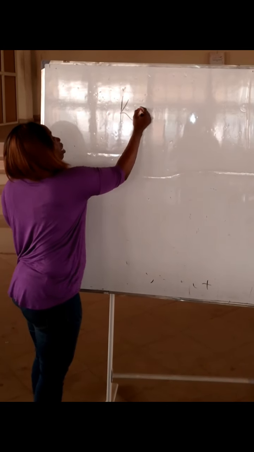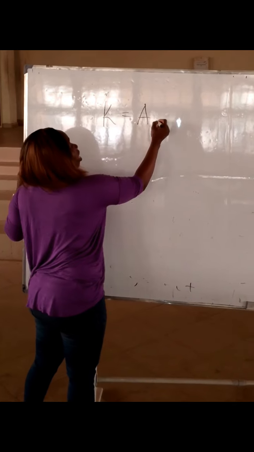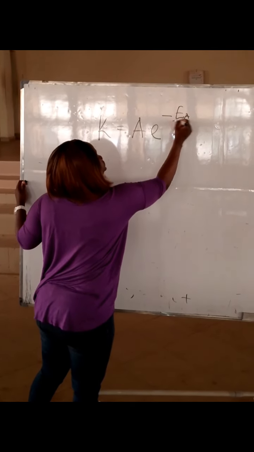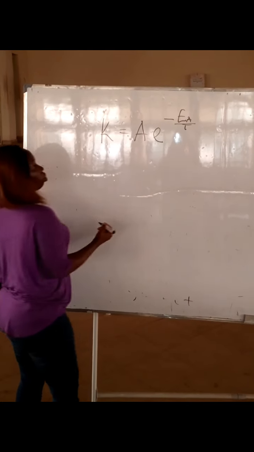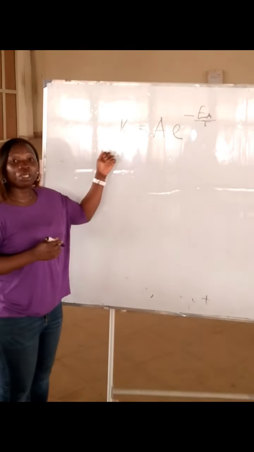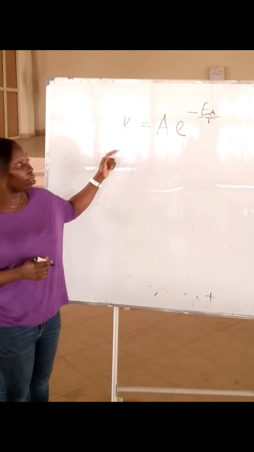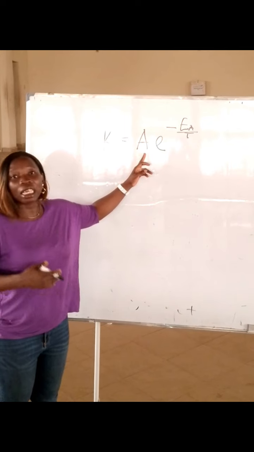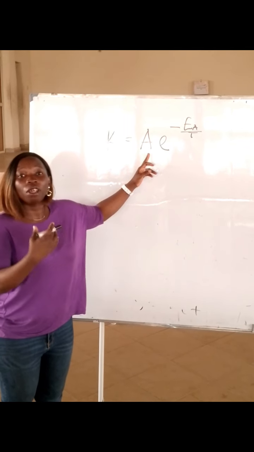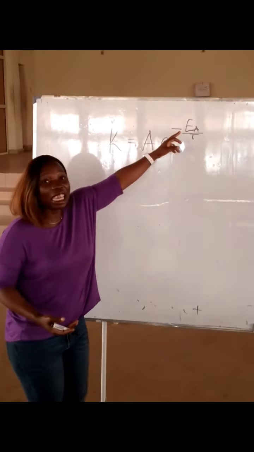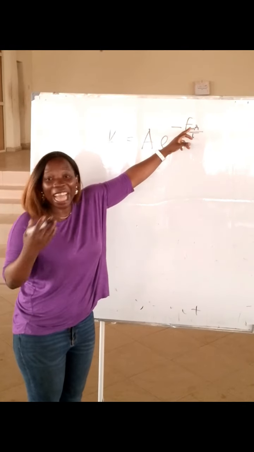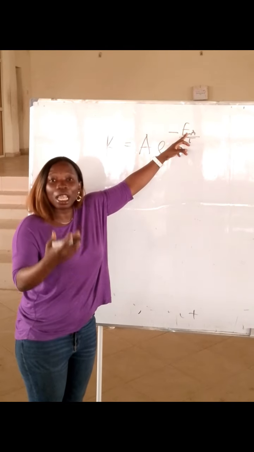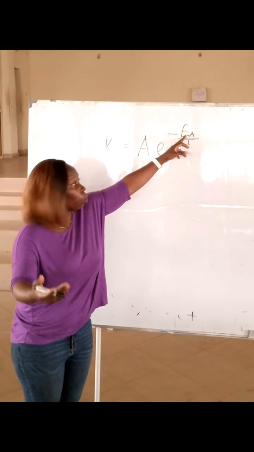Now, Arrhenius says, using an equation, that k equals A e raised to the power minus activation energy over RT, where k represents the rate constant. A represents the collision factor, which can also be called collision frequency. Ea is called the activation energy, and this activation energy is measured in kilojoules per mole.